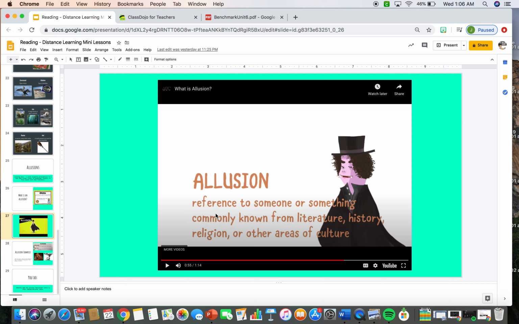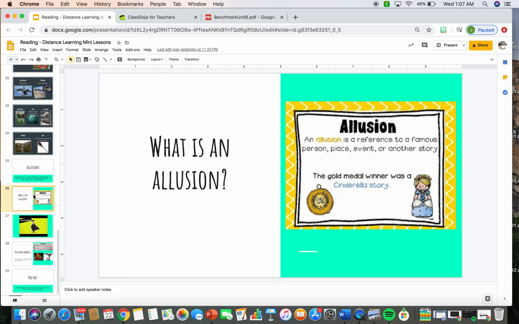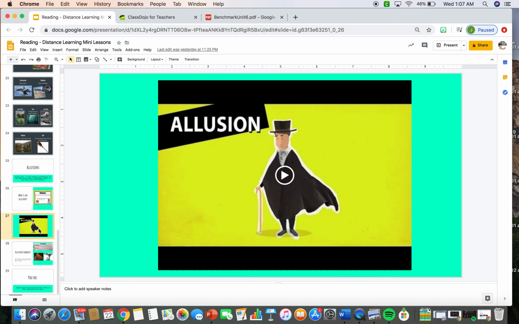Writers refer to someone or something commonly known, something that's really popular, like Cinderella, for instance, right? Cinderella is super duper popular. Everybody knows that story, that fairy tale. Therefore, the writer used that as an allusion for you to understand that this gold medal winner experience was very similar to Cinderella's story. All right, so that's what an allusion is.